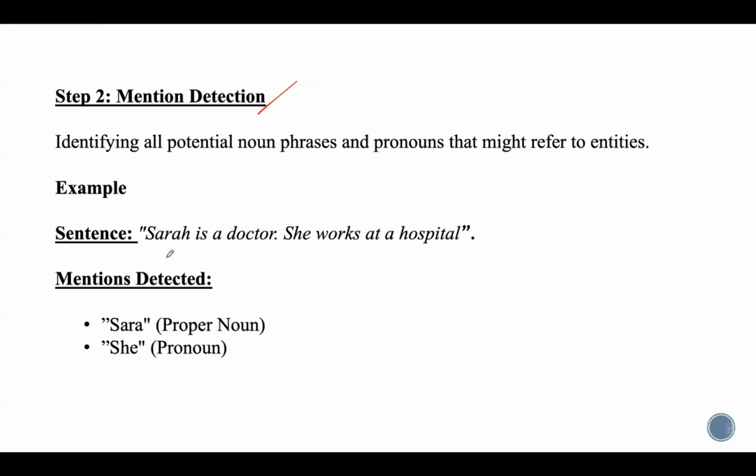If you take this example, Sarah is a doctor, she works at a hospital. The mentions detected are: Sarah is detected as a proper noun and she is detected as a pronoun.